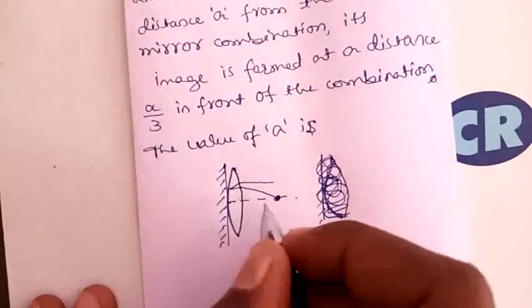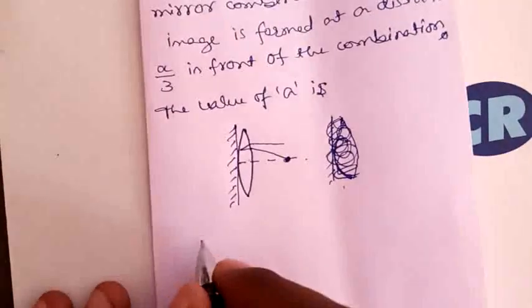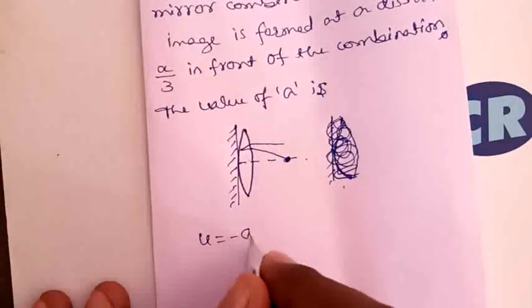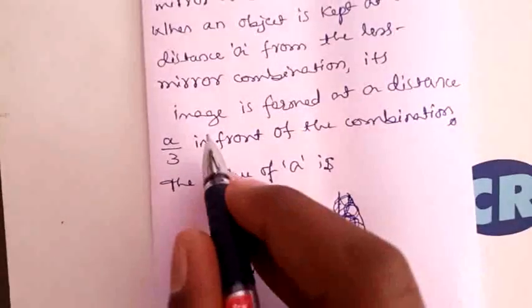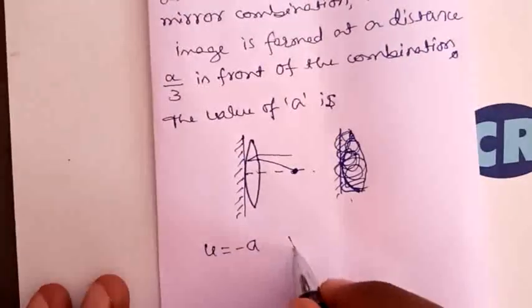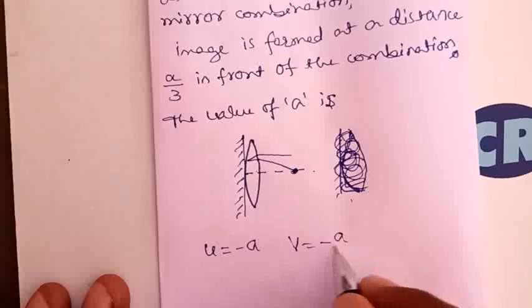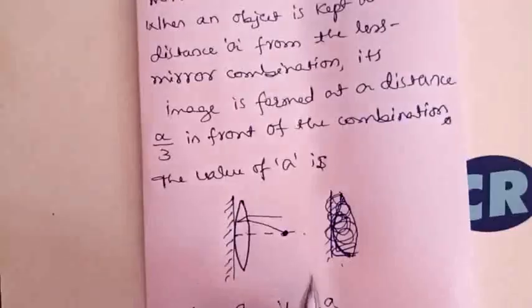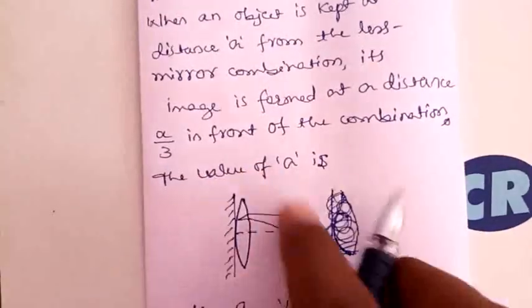Then what is the distance of the object here? That is A. U can be taken as minus A. Then what is the distance of the image formed here? That is V, that is V is equal to minus of A by 3. Then we have to find the effective focal length of this combination.